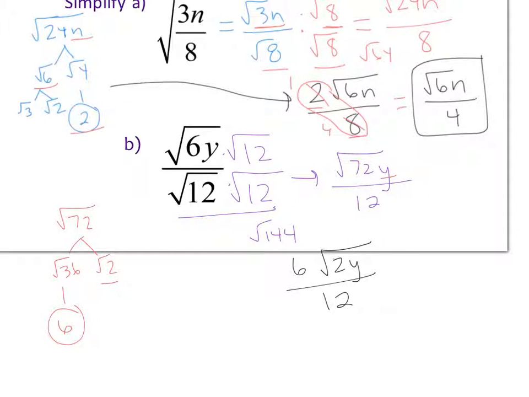And so my answer here will be 6 square roots of 2y all over 12. But again, I look at the 6 and 12 as if it's a fraction. Take out a 6, turns to a 1. 12 turns to a 2. So my answer is the square root of 2y all over 2.